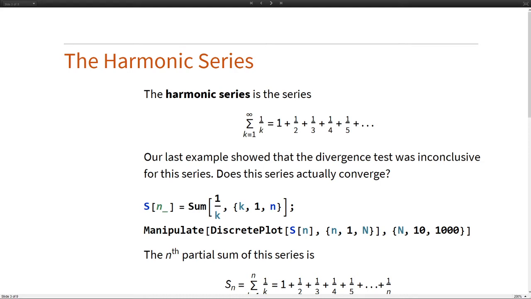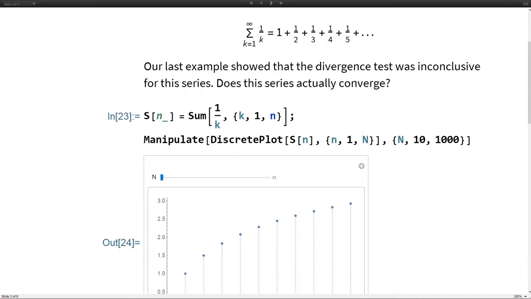So here, let's look at the partial sums of this. Right here, this line right here gives us the partial sums. All right, so the sum of the first n terms. And what I've made here is a plot of this where I can manipulate the value of the number of terms we're adding up from 10 to 1,000. Let's go ahead and run that.